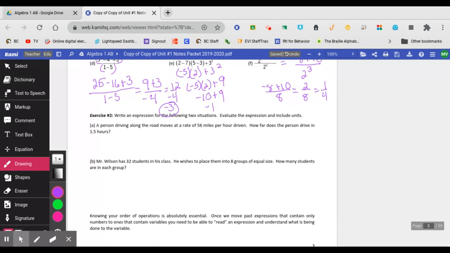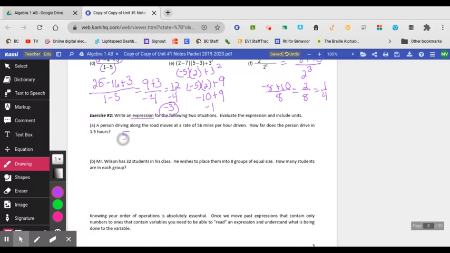Example 2, here we're asked to write an expression. Remember, an expression does not have an equal sign. Evaluate the expression and include units. A person driving along the road moves at a rate of 56 miles per hour. How far does a person drive in 1.5 hours?